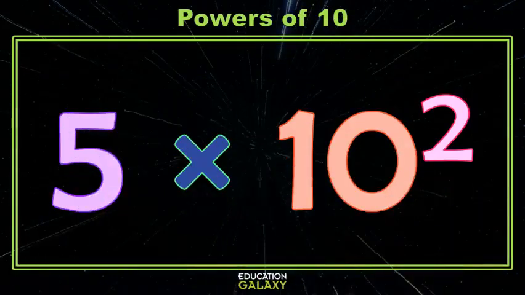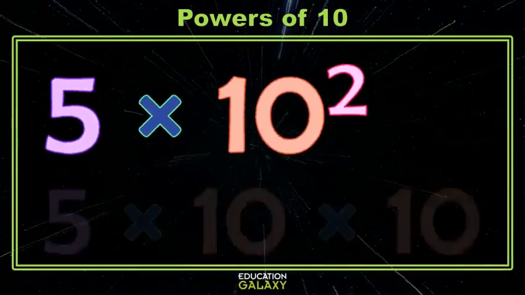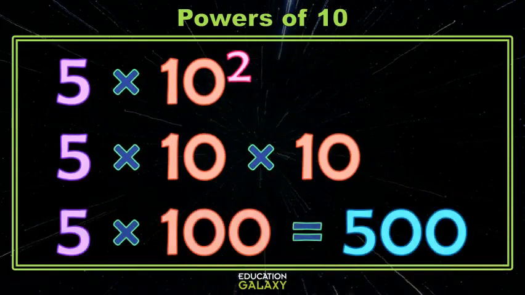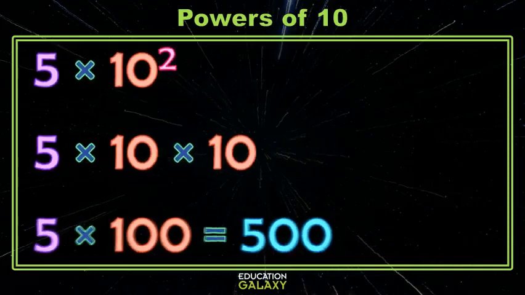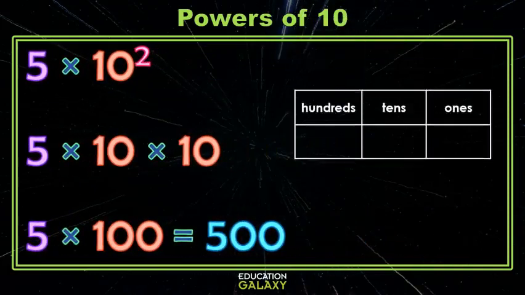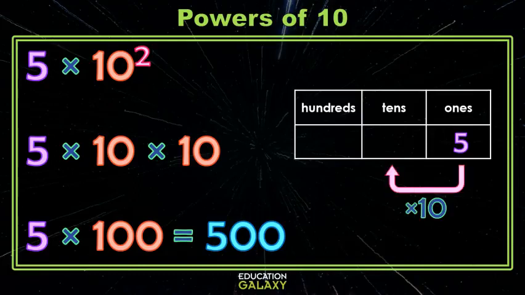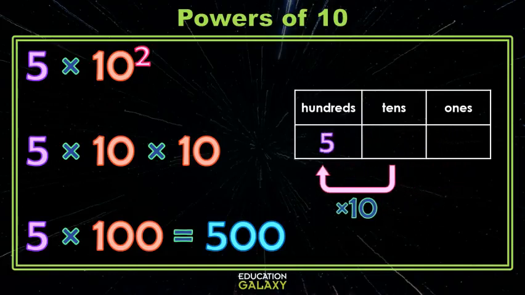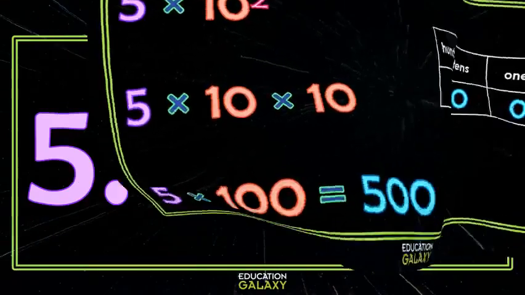Here I have 5 times 10 squared, which means I have 5 times 2 tens, or 5 times 100, which I know is 500. But today we're kind of looking for a shortcut to solve these problems, so let's take a look at our place values. I started with a 5 in the ones place. When I multiply by 10, I'm increasing my digit by a place value, so that 5 in the ones becomes a 5 in the tens. When I multiply by 10 again, everybody moves up a place value, and I see that I've ended up with 500. Cool.